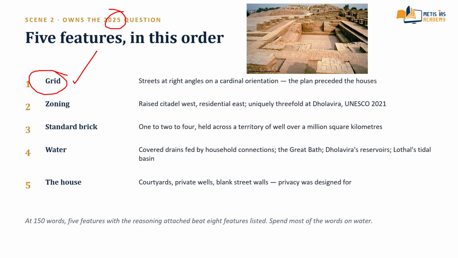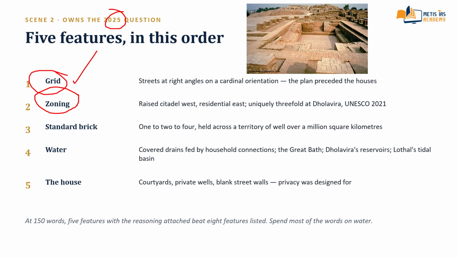The second one is the citadel and lower town division. That is zoning. A raised western citadel carrying public structures and eastern lower town residences.